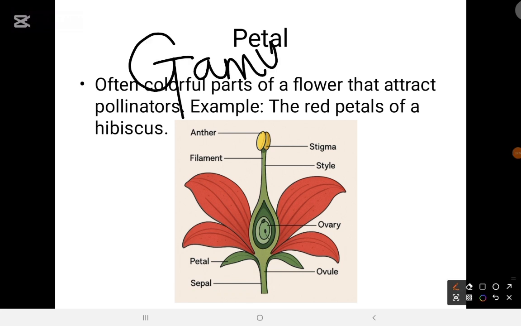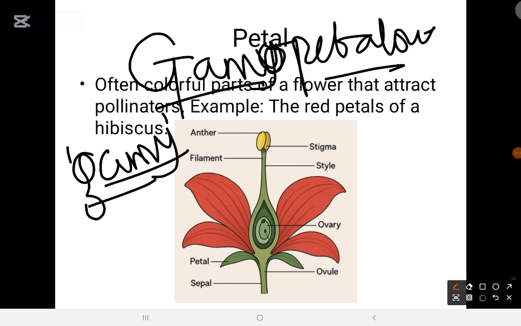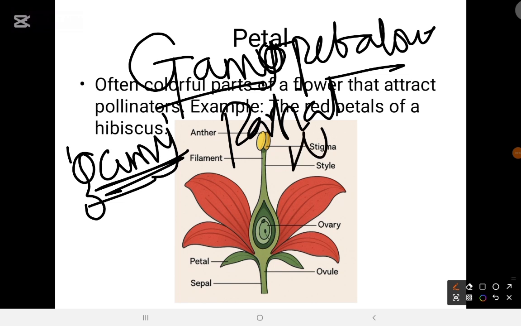The word gamo, let me start from that. Gamopetalous. Now the word gamo means marriage. Whenever you hear the word gamo, it means marriage. So you hear words like monogamy and all that. So gamopetalous means fused, partially fused, or completely fused together. And it is fused in such a way that the corolla will now take the form of a tube. The corolla will take the form of a tube.